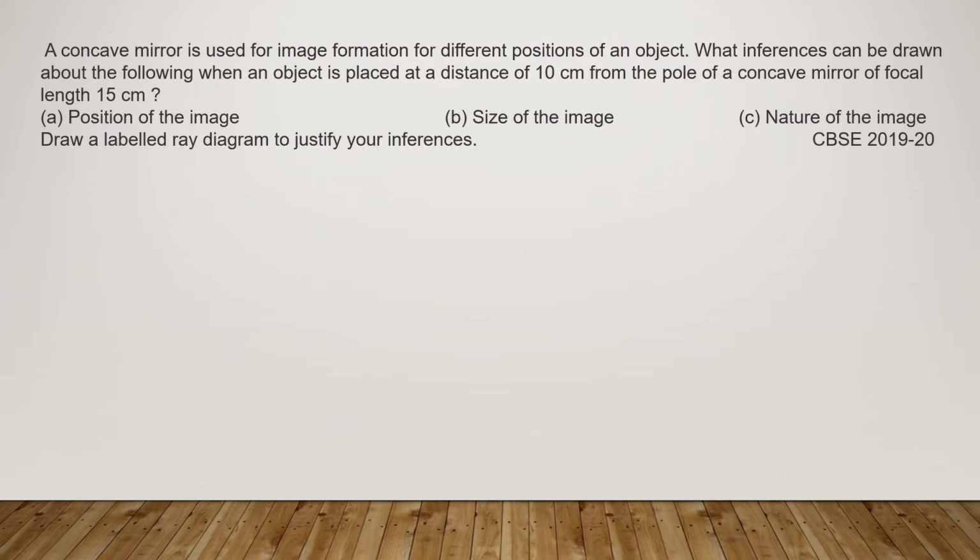Now let us go through this question or the problem that has been given to us and try to solve it. First of all, you list down what are the informations that are given. So, concave mirror, then you have to find out what inferences you have to draw. The object is placed at 10 centimeter from the pole of a concave mirror of focal length 15 centimeter, and these are the things that you have to find out. So let us start using the steps that we have studied in the previous slide.